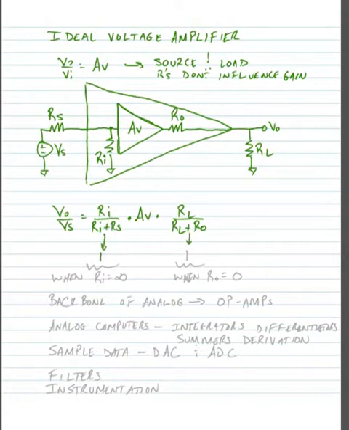Now we'd like this term to go to unity, and we'd like this term to go to unity. And we see that the input term goes to unity when Ri is equal to infinity. And we see that the output term goes to unity when R out is equal to 0. And so essentially what we're saying is that we'd like to eliminate the voltage division of the input and the output, and the way to do so would be to make the input resistance infinite and the output resistance 0.